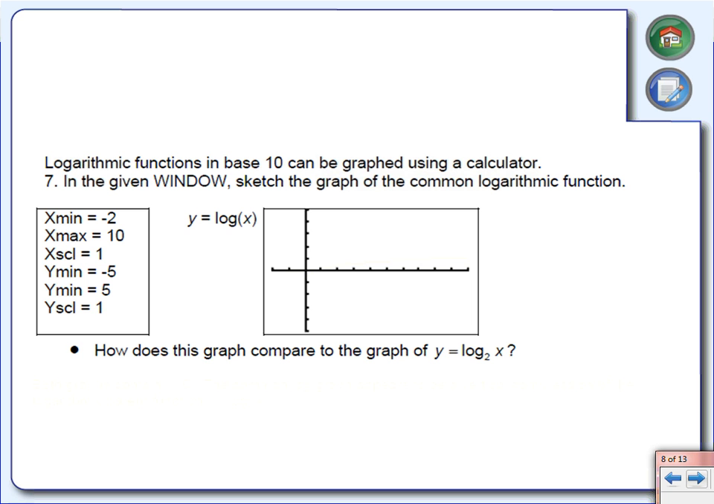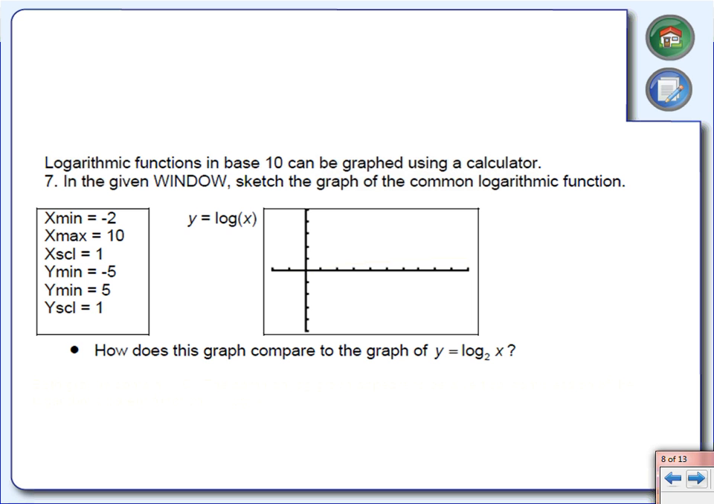So the first thing I'm going to need you guys to do is set up your window to the same thing that they have here. All right. So we're going to set up our x minimum to -2, our x maximum to 10. Scale is 1. Our y minimum is -5. Our y maximum is +5. And that's the window we're going to be using for the next few graphs that we get.